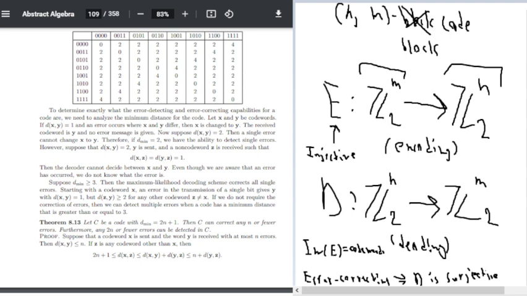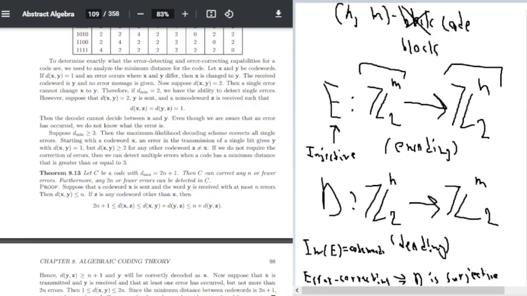Even though we are aware that an error has occurred, we do not know what the error is, because x and y are both different from z by 1. We can't tell which one we want to initially go to.